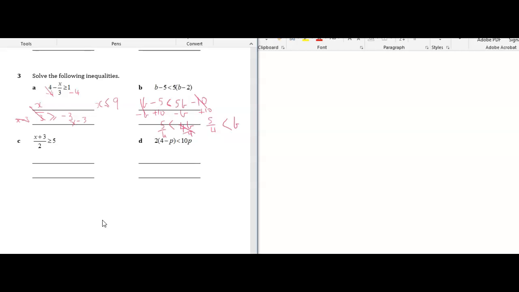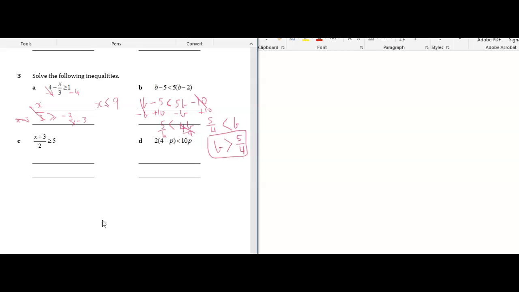Now you can leave your answer like that. If you want to change direction, make sure that your inequality sign changes. Okay, so you kind of think of it as your crocodile is eating the b, and then the crocodile is also eating the b. Okay, it's just changed direction.